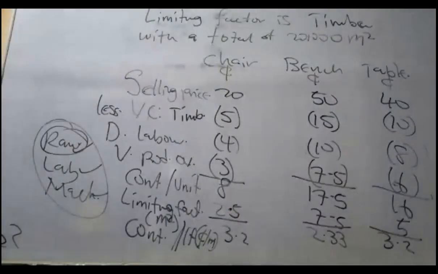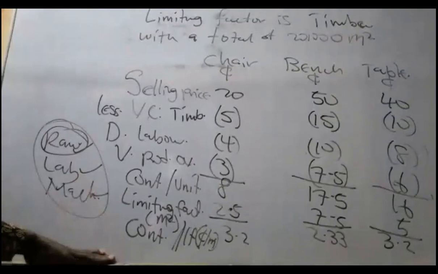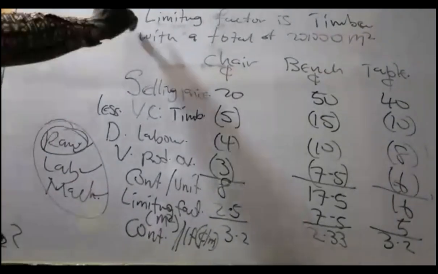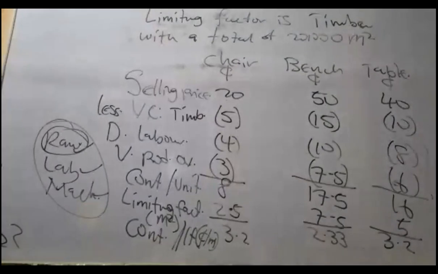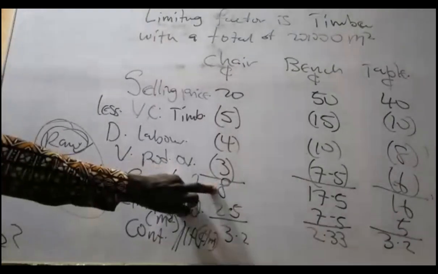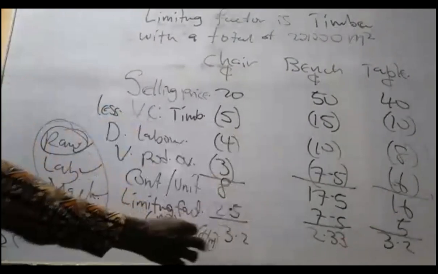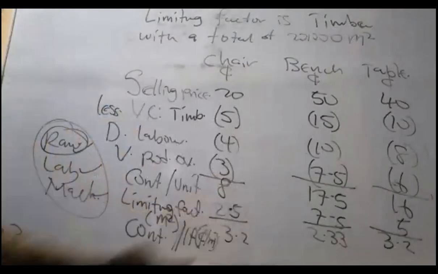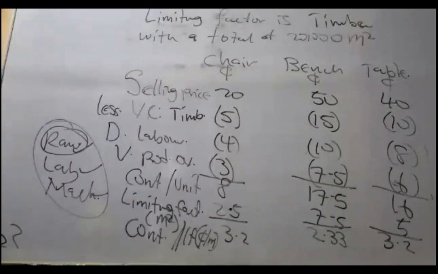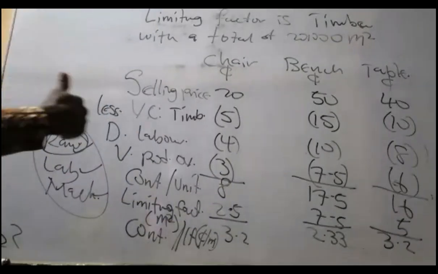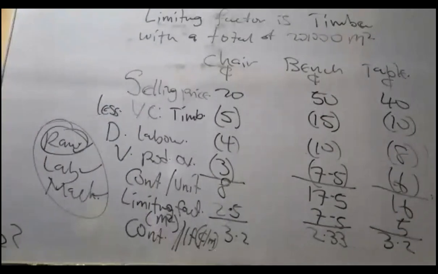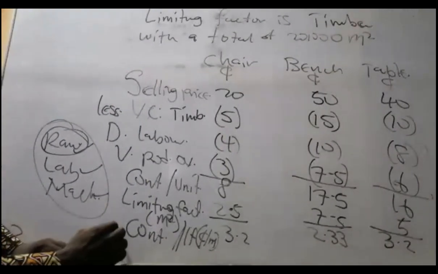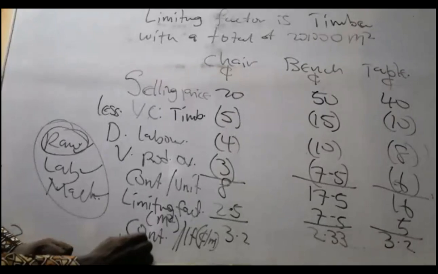Now, who will tell me the next stage? So this is the step 3. So step 1, limiting factor. Step 2, contribution per unit, which is here. Step 3, contribution per limiting factor, which is here. So step 4, according to the steps that go down. Step 4, any idea? Good, ranking. So now let's do the ranking. So step 4 is ranking.